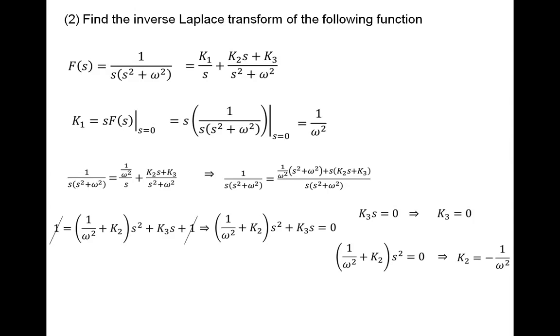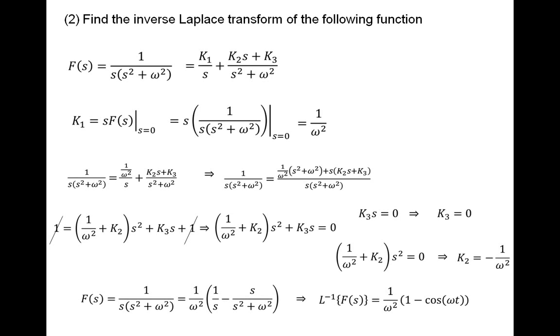By substituting the values k1, k2, and k3 in these fractions, I will have F of s equal to 1 over omega squared times (1 over s minus s over s squared plus omega squared). We know that the Laplace inverse of 1 over s is the unit step function, and if we look at the Laplace transform table, we see that the Laplace inverse of s over s squared plus omega squared is cosine omega t. So the Laplace inverse of F of s is equal to 1 over omega squared multiplied by (1 minus cosine omega t).